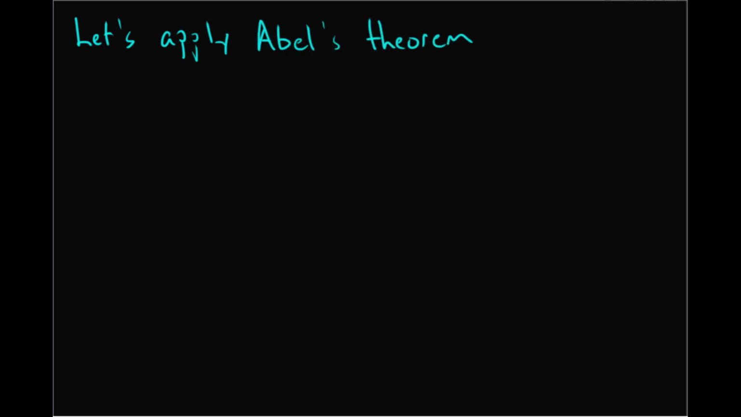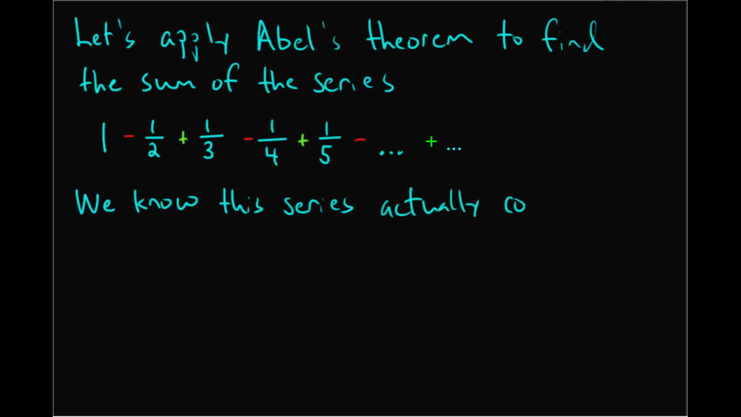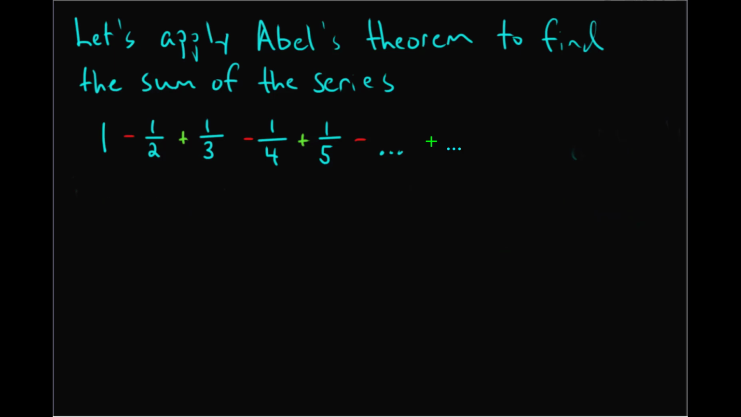So let's apply Abel's theorem to find the sum of a series that we know to converge, where we may not be certain of what the series converges to. The series that I have in mind is the alternating harmonic series, 1 minus 1/2 plus 1/3 minus 1/4 plus 1/5 minus ... plus ... We know that this series converges by the alternating series test. Well, to be more precise, it converges conditionally. But the question here is, what does this series actually converge to?